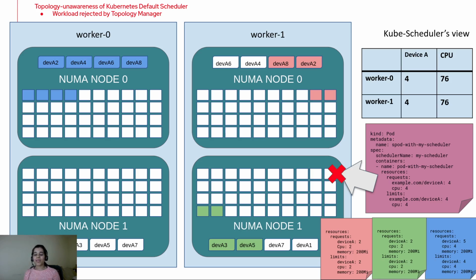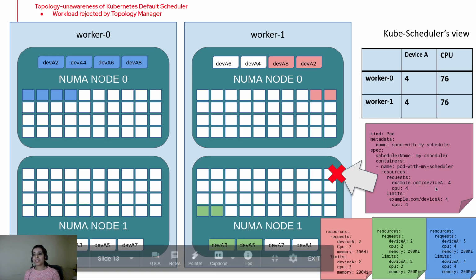However, because the topology manager has been configured with single NUMA node policy, it will not be able to align the resources on a single NUMA node, because the pod is requesting four instances of device A and we don't have four instances of device A on just one NUMA node. Hence this pod would end up in topology affinity error.